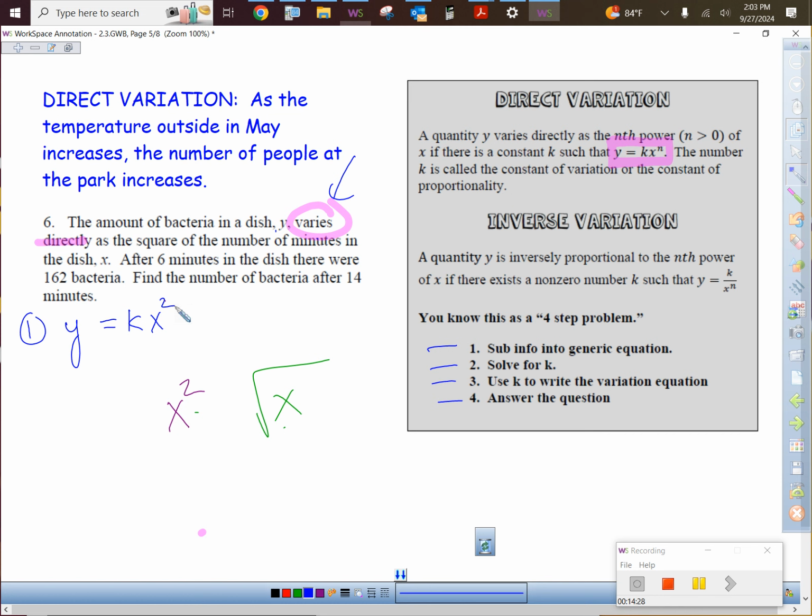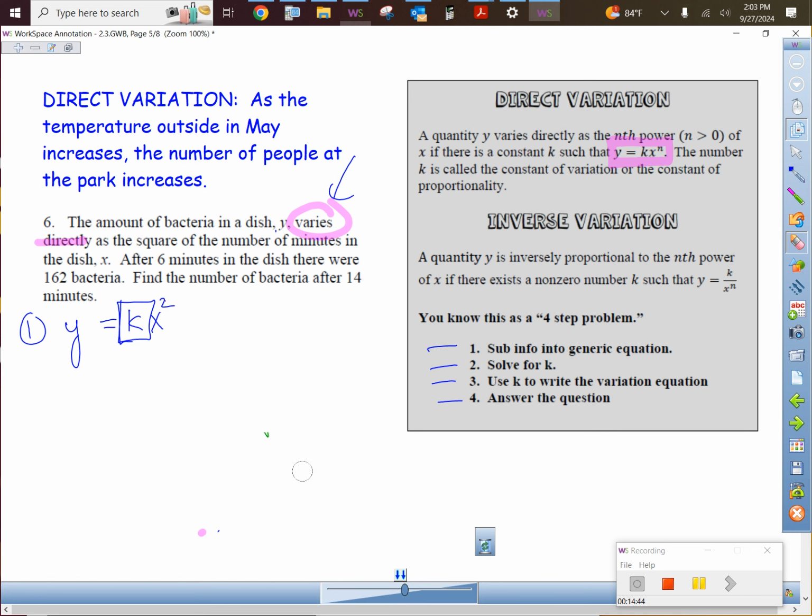So what's going on here? These bacteria are going on at some crazy rate as x squared, and what we're trying to find is the constant of variation. Like, how fast is it actually happening on average? So they studied the data. They had that generic guy. That's your step 1.